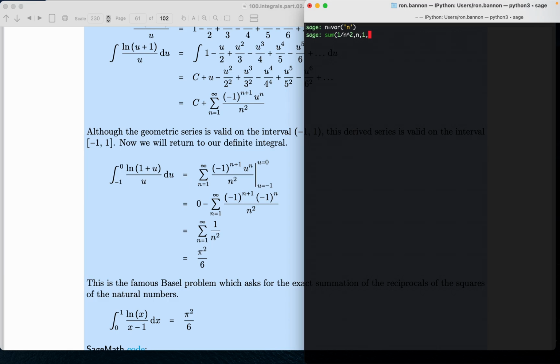For me to type infinity in Sage, I like to do OO, because that looks like the infinity. But that's actually the letter O, O. It looks like an infinity. What do I get over there? 1/6 of a pi squared.